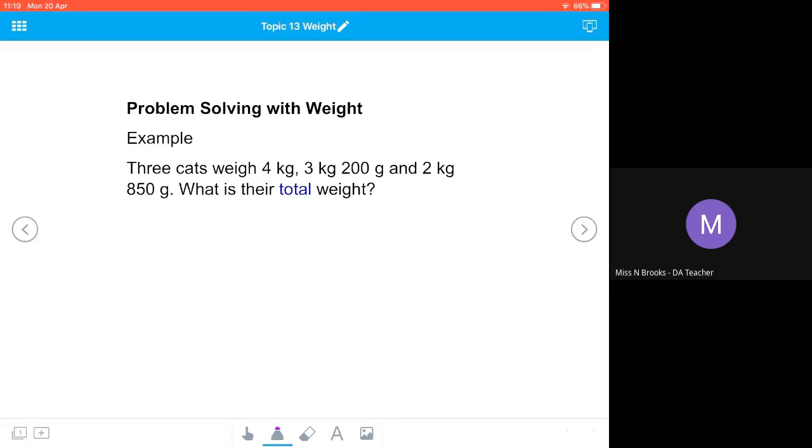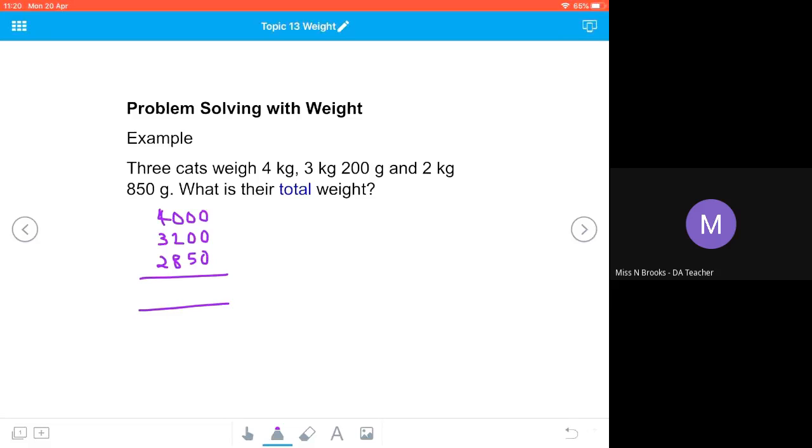So the biggest cat weighed 4,000 grams because we know that 4 times 1,000 gives us 4,000. Our 3 kilograms 200 grams is going to be 3,200 because we've got 3 times 1,000 is 3,000 plus 200 is 3,200. And our final cat, the smallest one, is 2,850 because we've got 2 kilograms, which is 2,000, and then we add on the 850 grams.